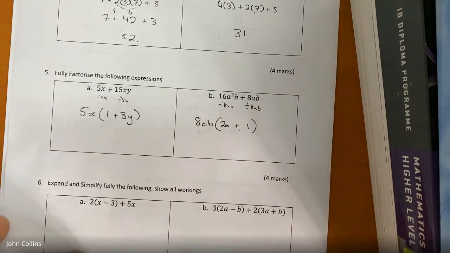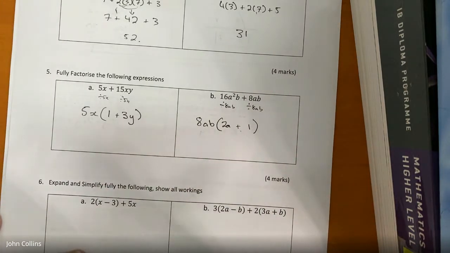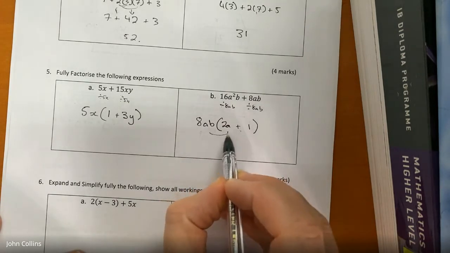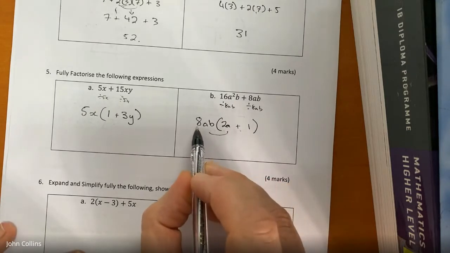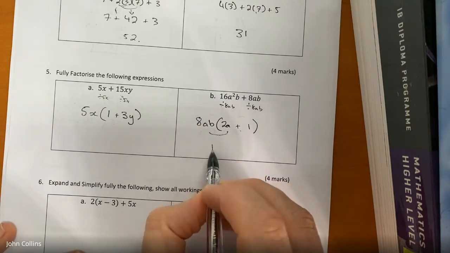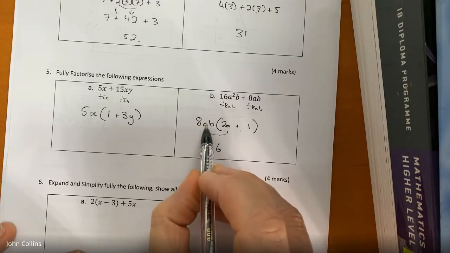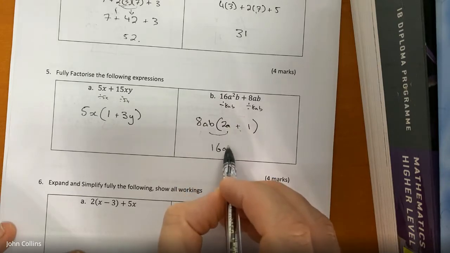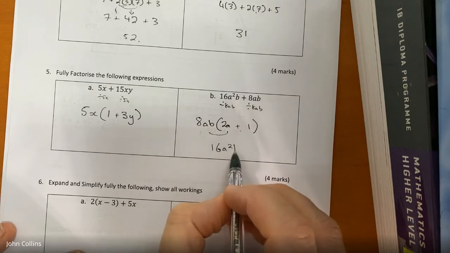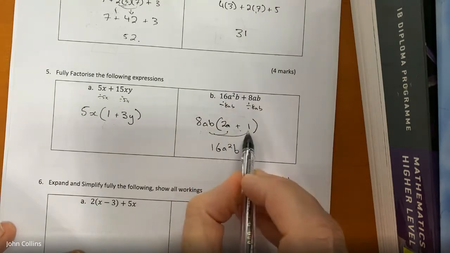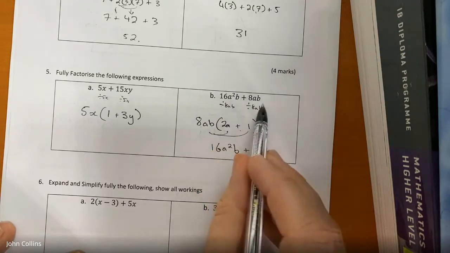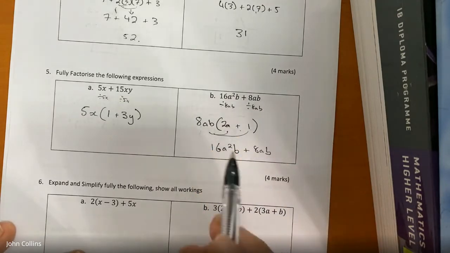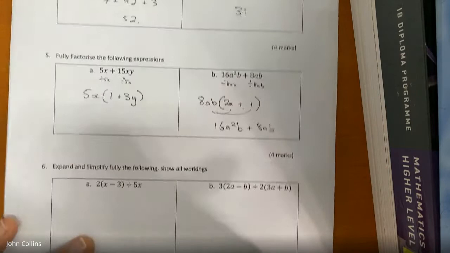Well done, I think everybody who typed it in the chat got it correct. Remember, you can always check your answer by re-multiplying or re-expanding it. 8 times 2 is 16. Multiply A times A gives my A squared, and there's this B. Then multiply 8AB by 1, and it's just itself. And that's what we got at the start. So remember, expanding is the opposite operation to factorizing.